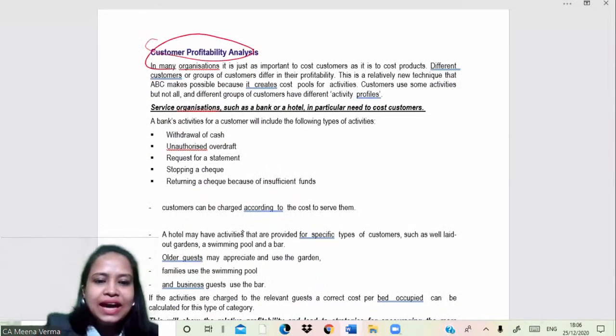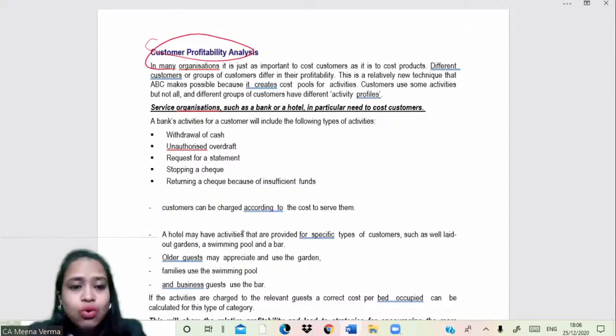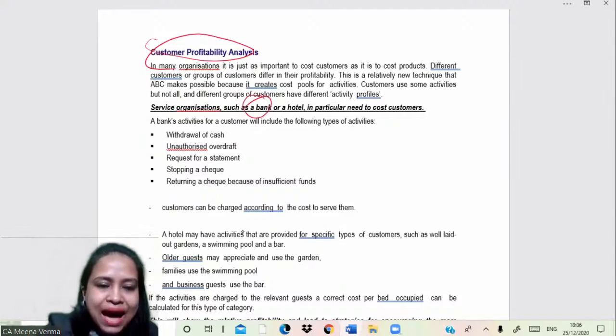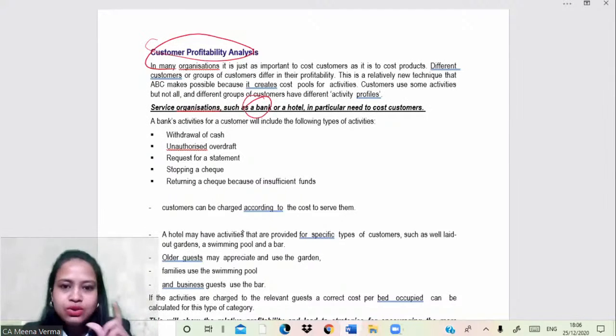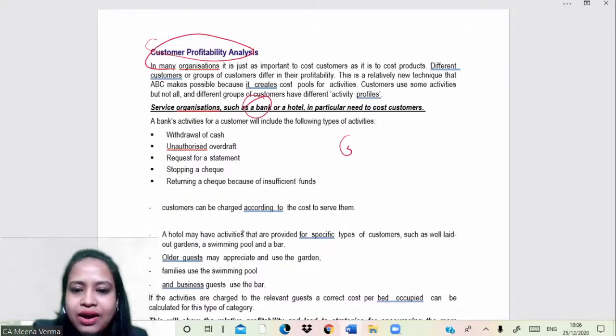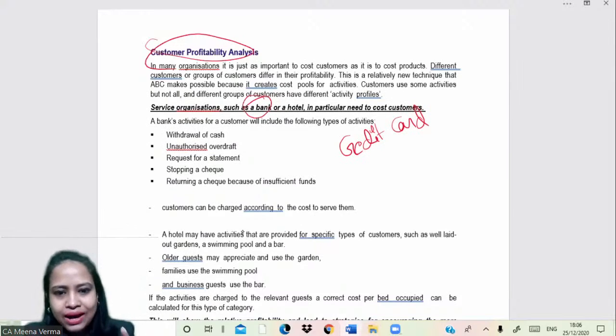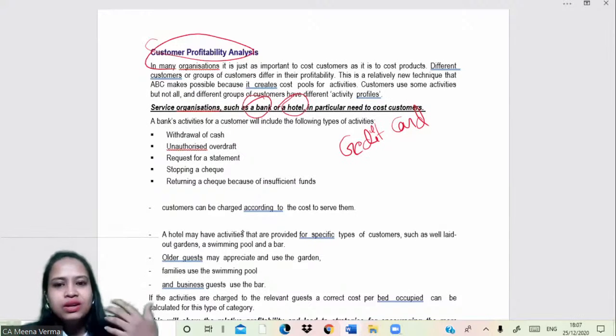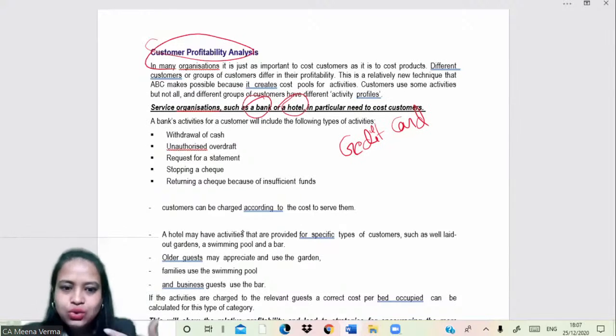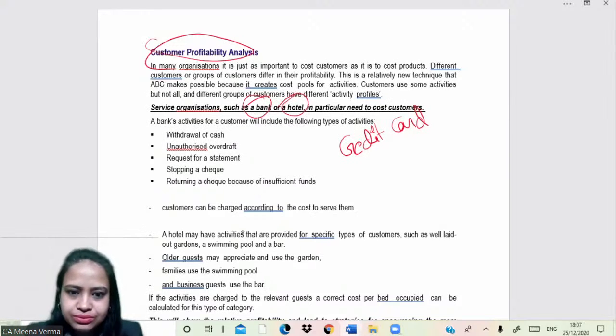Customer profitability analysis helps you more in the service sector. For example, if you are in a bank and want to provide credit card facilities, or you are in a hotel, if you are in such kind of organization and you have customers related to them, then you want to analyze the profitability of different customers.